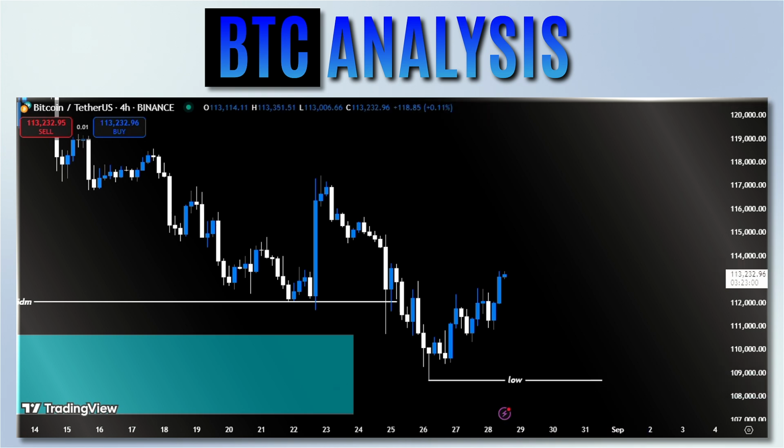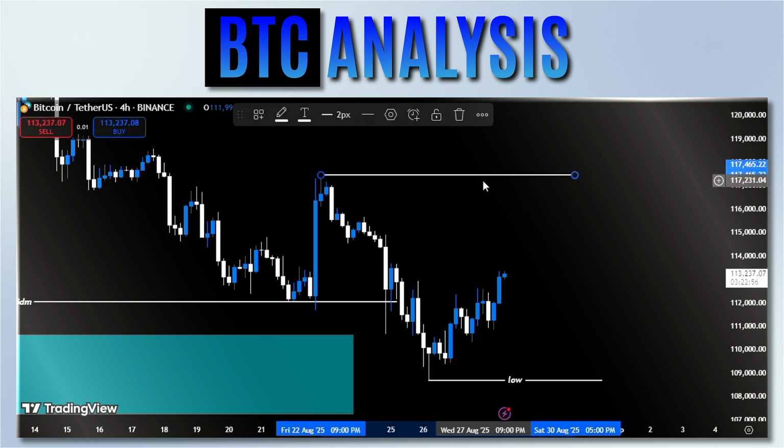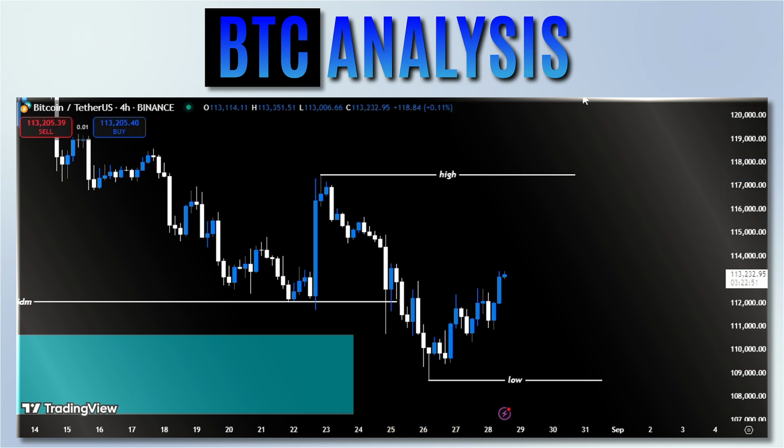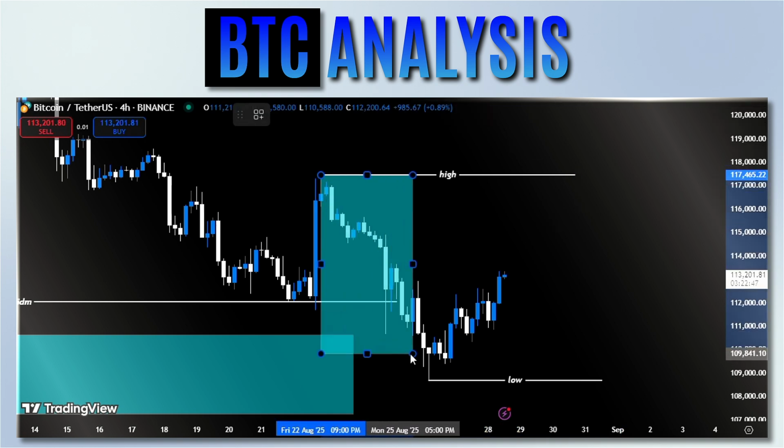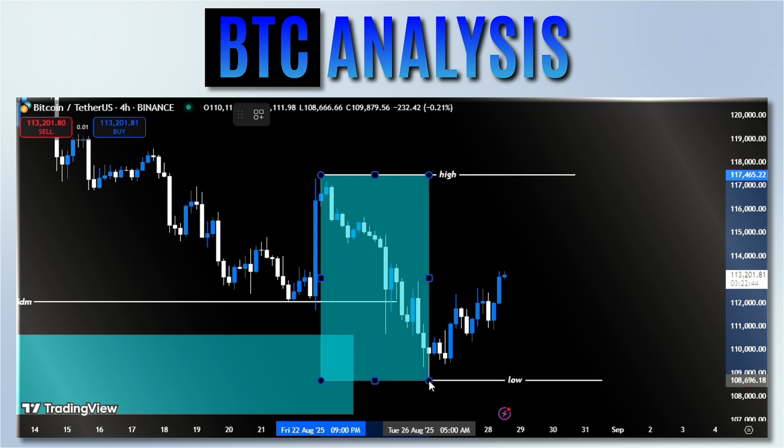Dropping down again to the 1-hour chart, the picture becomes even clearer here. We see another recent bullish break of structure, BOS. This is a critical development. It shows that the momentum on this lower time frame has now officially shifted to the upside. In alignment with the higher time frames, the market is creating higher highs and higher lows.